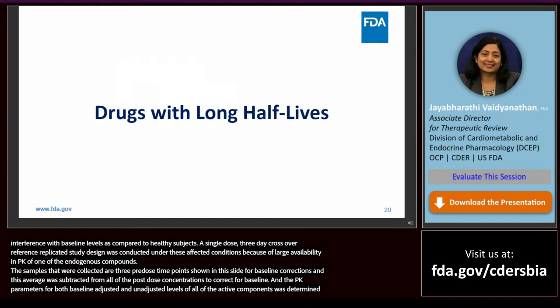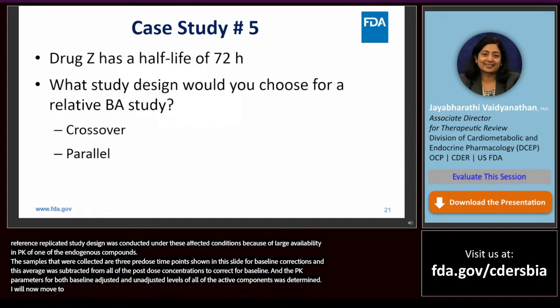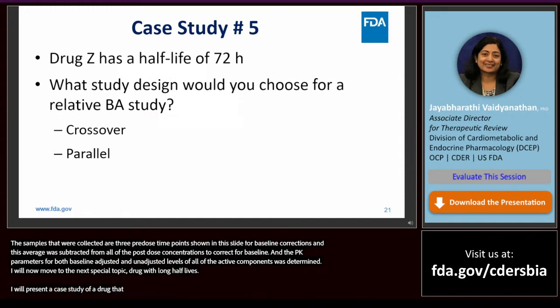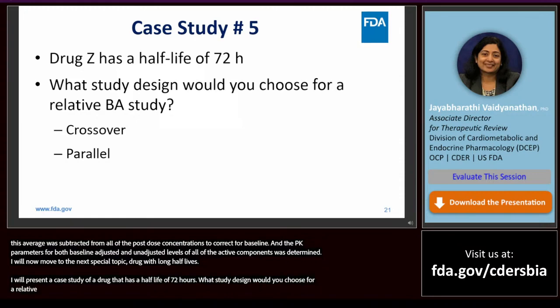I will now move to the next special topic, drugs with long half-lives. And I will present a case study of a drug that has a half-life of 72 hours. What study design would you choose for a relative bioavailability study? A crossover or a parallel study design? Generally, I would prefer a crossover design, and parallel should be considered when crossover design is not feasible.